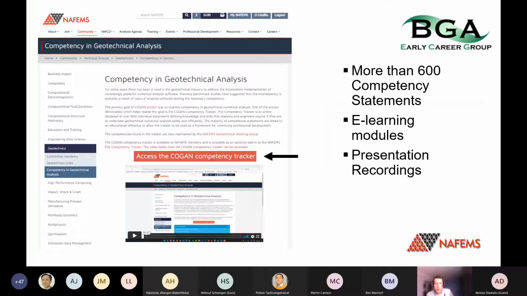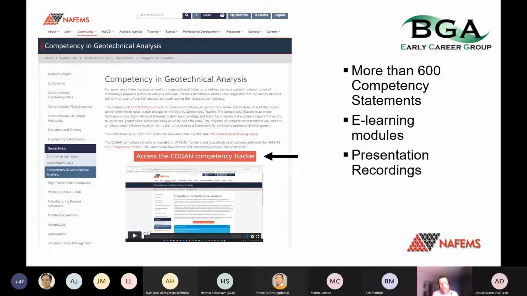Okay, so Cogan used to have its own website. However, as of the end of last year, everything has been moved onto the NAFEMS server. So if you now search for competency in geotechnical analysis on the web, that should take you to the screen you see there on the left, which is the entrance portal to the competency tracker. There's also a video there that explains how to access the tracker.